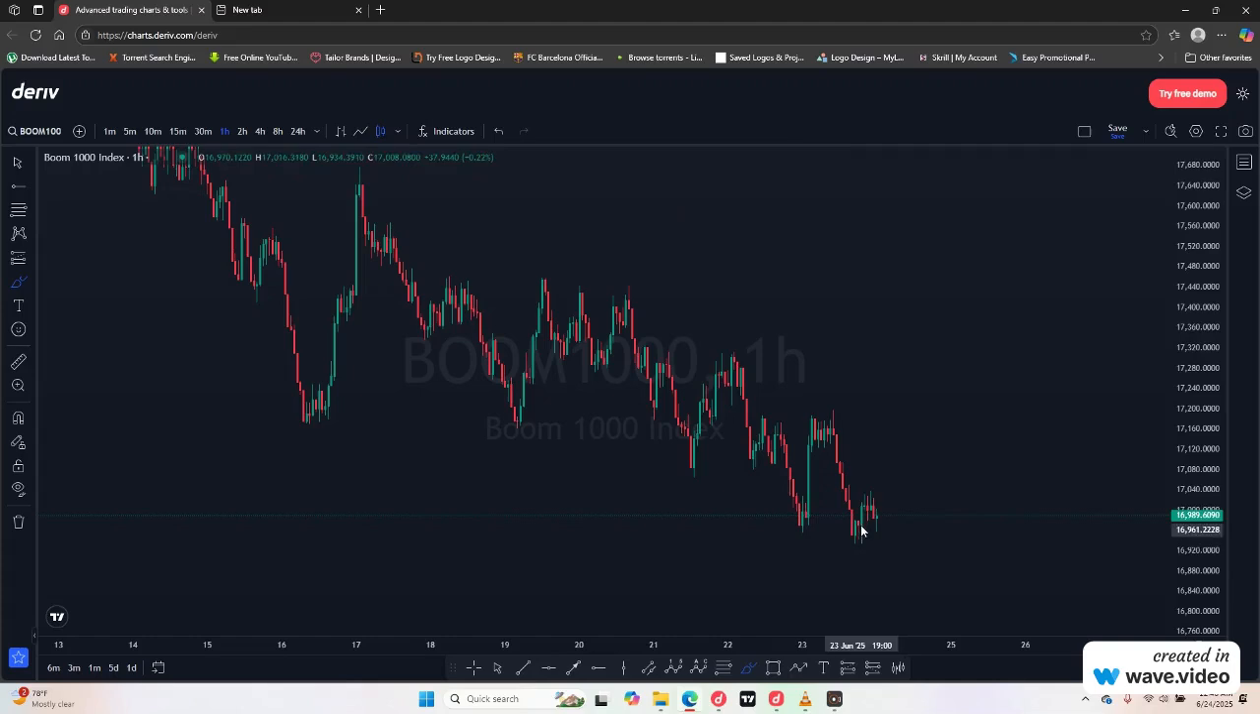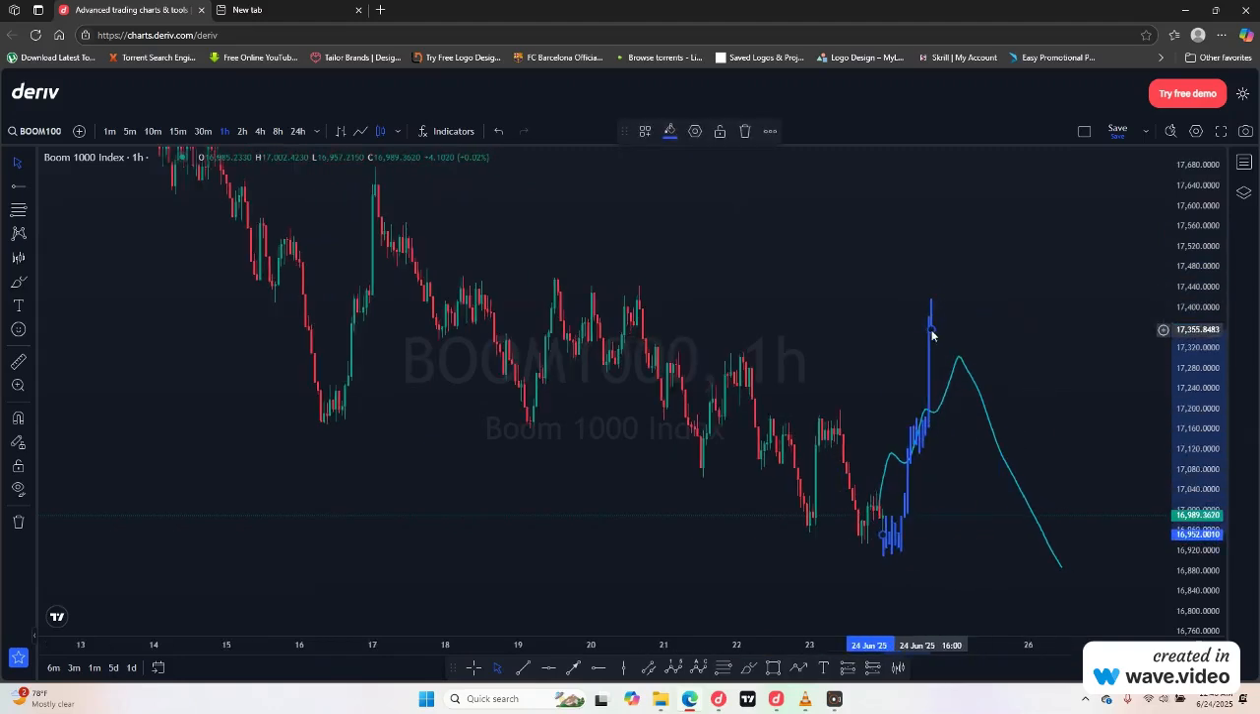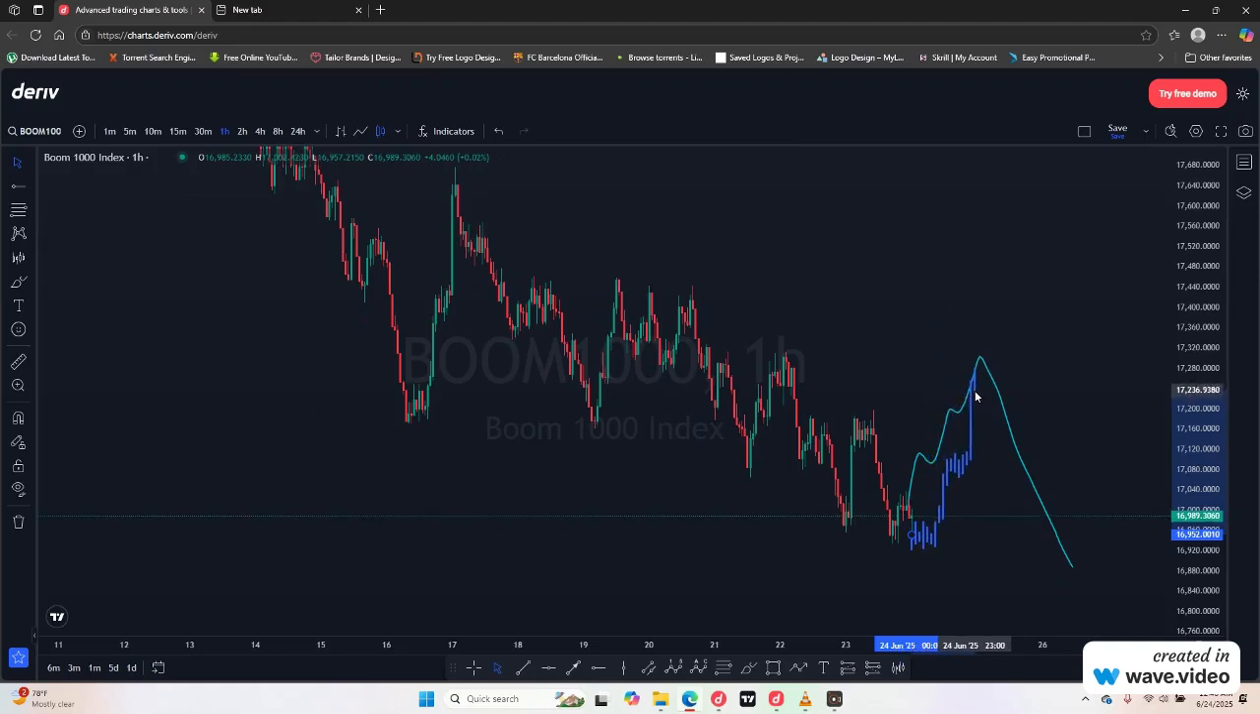Or we have to clear a massive high, clear this high, then we drop. This is so beautiful, whereby you see how this high is, a massive high like this, then we drop to the downside. So this is how we are watching the Boom 1000 index.